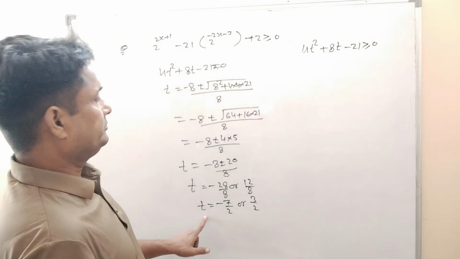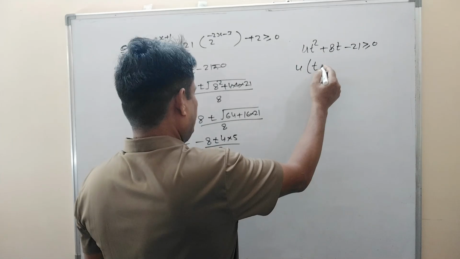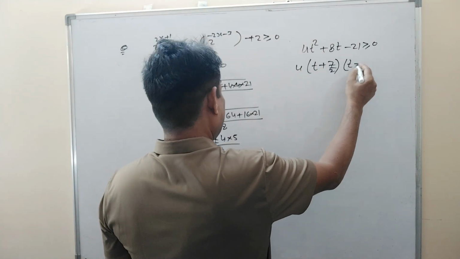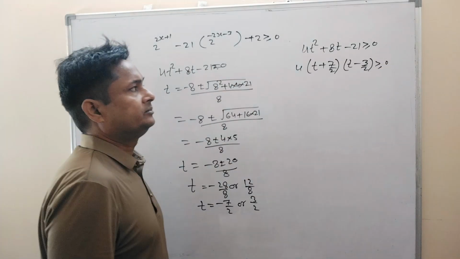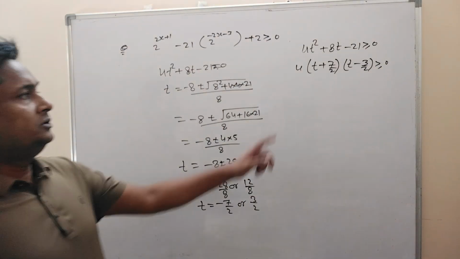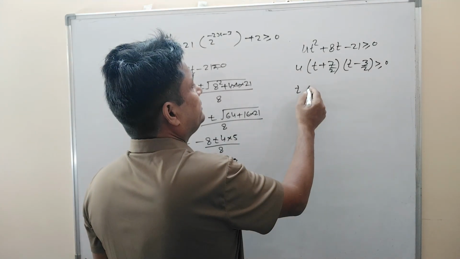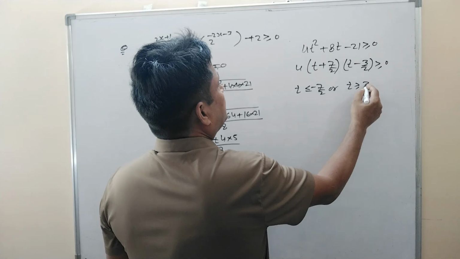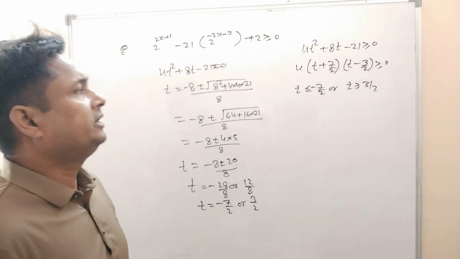So this factor can be written as 4 times t plus 7 by 2 and t minus 3 by 2 greater than or equal to 0. Right. So the solution of this one will be t less than or equal to minus 7 by 2, or t greater than or equal to 3 by 2. Right. Now what is the value of t?